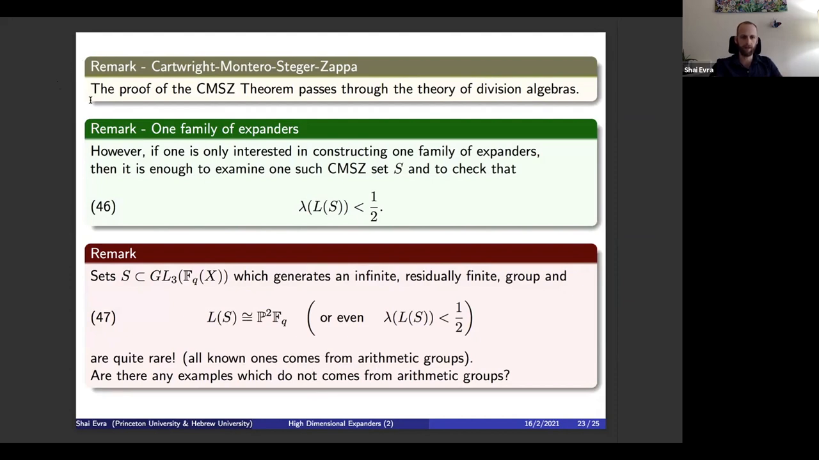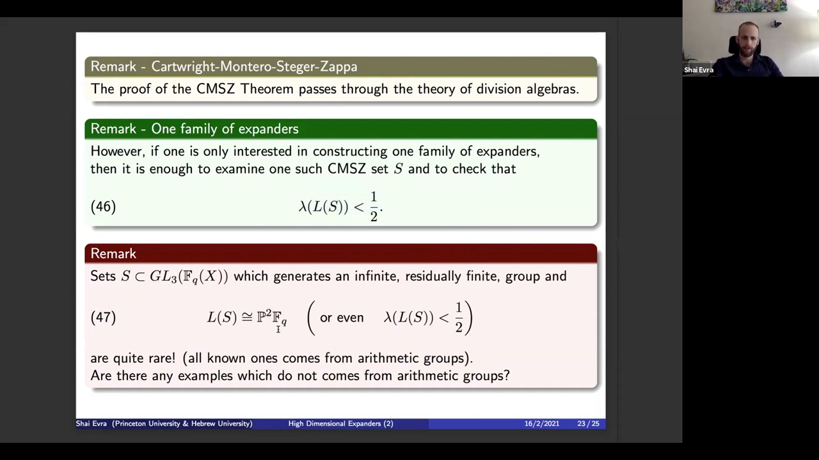If you want to understand the proof of why their sets satisfy that the link graph is the graph of points versus lines in the projective plane, then the proof requires some knowledge of division algebras. On the other hand, if you're just interested in building one explicit family of expanders, you can just pick one CMS Zhuk set and check it by hand. It's a set of size 14, you get a graph that you can easily check to satisfy this property.